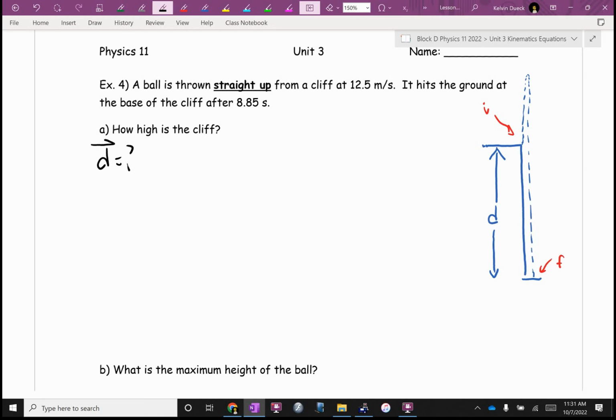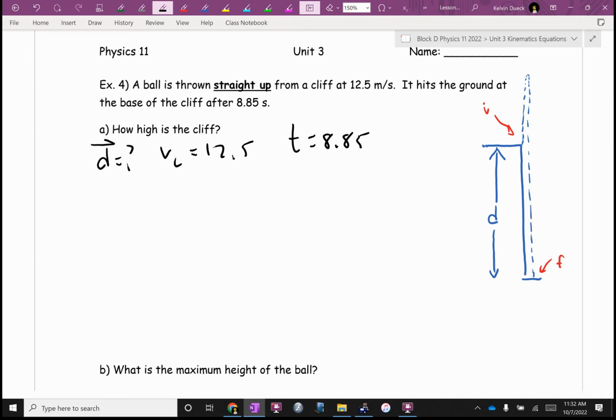What else do I know? What's that 12.5, Oliver? What are the units next to that 12.5? So? You're right. Yeah, because that's where we said we're starting at. Okay, so it's going to be VI. I agree. What's that 8.85? That's two things. I need three things to find the fourth.